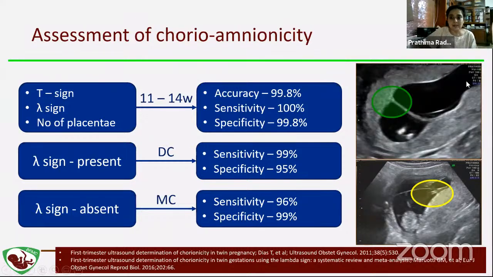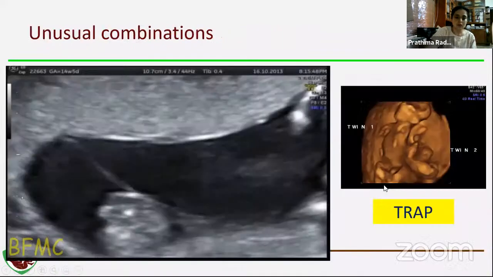So if you see the lambda sign, as you can see, where the chorionic leaf extends into the amniotic membranes, then that is a dichorionic placenta. Whereas if the lambda sign is absent, some of them call it the black lambda as well, that is called monochorionic, and also the membrane is thin. It has a high sensitivity but even higher specificity. So that's a monochorionic twin.